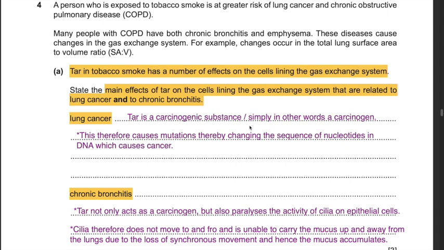Well, tar is a carcinogenic substance, or a substance which causes cancer. In other words, a carcinogen. This therefore causes mutations, because a carcinogenic substance or a carcinogen would lead to mutations. Mutations occurring would change the sequence of nucleotides in DNA, which could then cause cancer. Therefore, that is how it is related to lung cancer. When you think about the word lung cancer, you should think about mutations. And what leads to mutations? Carcinogens or carcinogenic substances such as tar. So it is all interrelated.